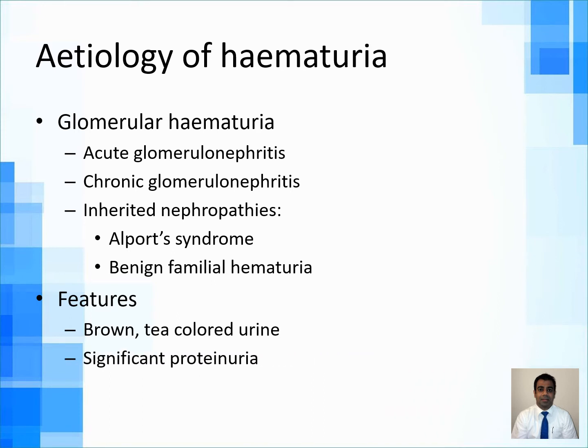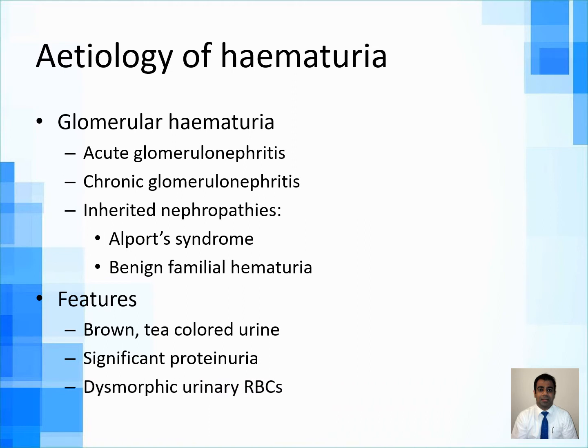And another feature of glomerular hematuria is that there may be significant proteinuria as well. So if there is significant proteinuria, 2 plus or more, with the hematuria, this is not extraglomerular. This is glomerular. So if there is associated significant proteinuria, think of a glomerular cause.